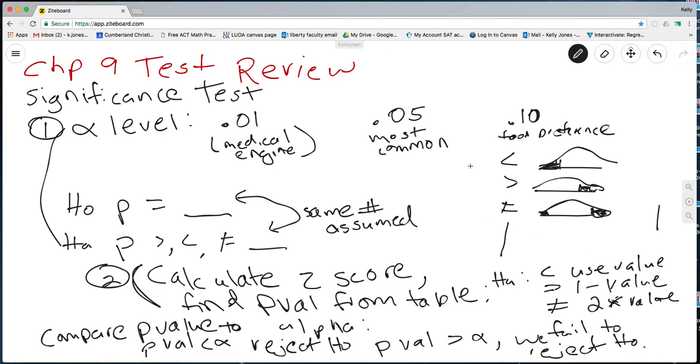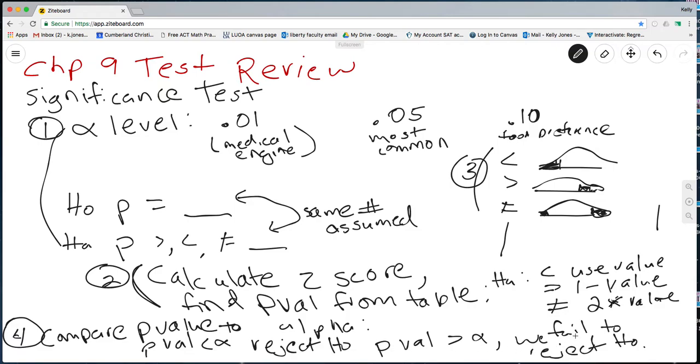Step 3 is to graph it. So you pick one of these graphs and that's going to be your graph. And then your conclusion is when we actually compare the p-value to the alpha. So this one was step 4. And you tell me if you're rejecting H0 or if you fail to reject H0.